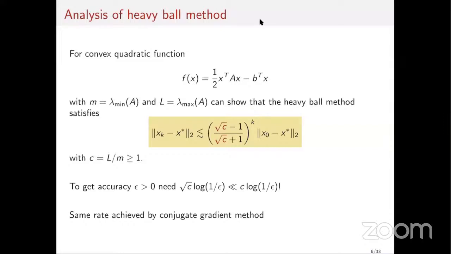Okay, so what I would like to do now is to give you an idea of the proof of how we prove such a convergence rate for the heavy ball method. And we will see in passing also what is the choice of t, the step size that you have to choose, as well as the beta, the damping parameter, in order to reach such a convergence rate.